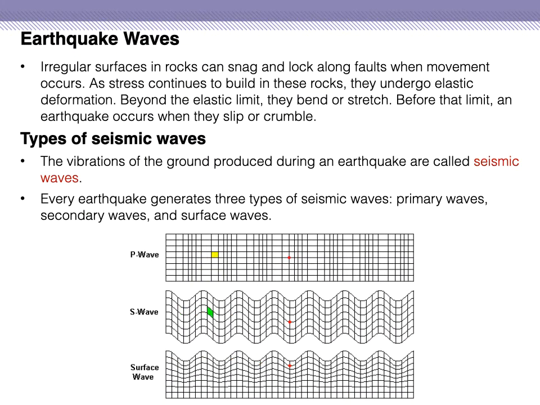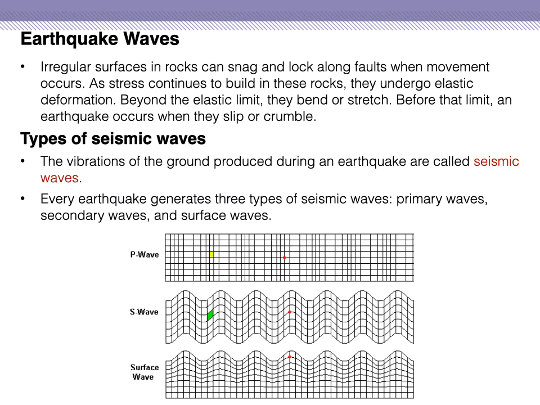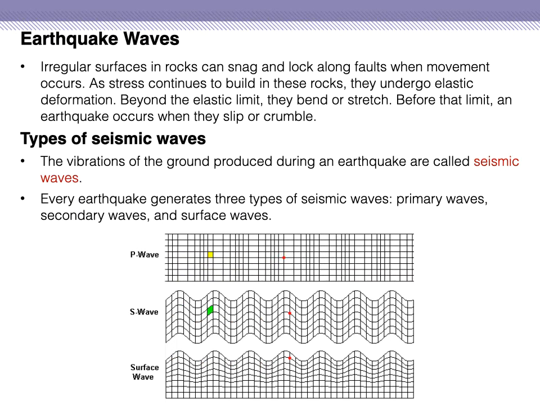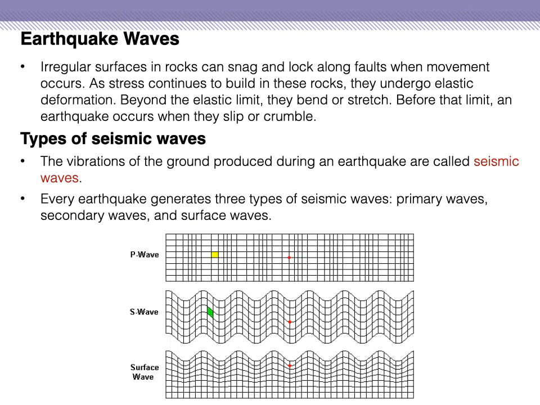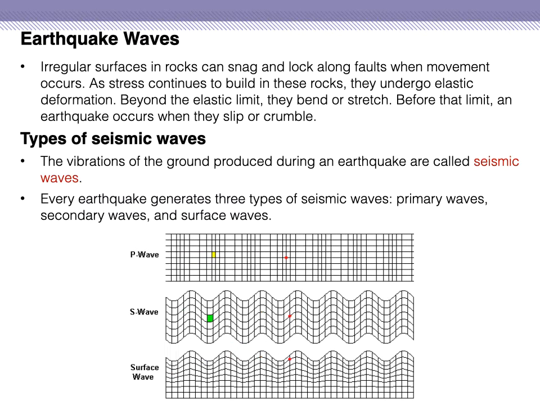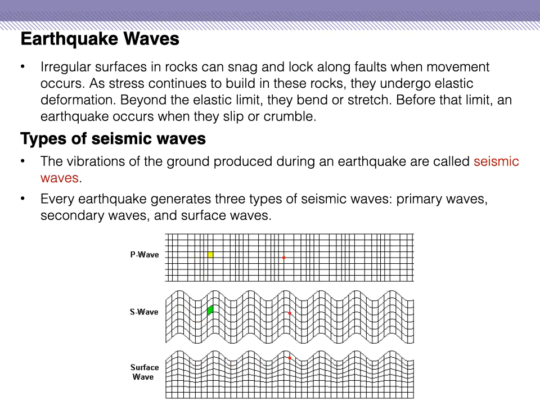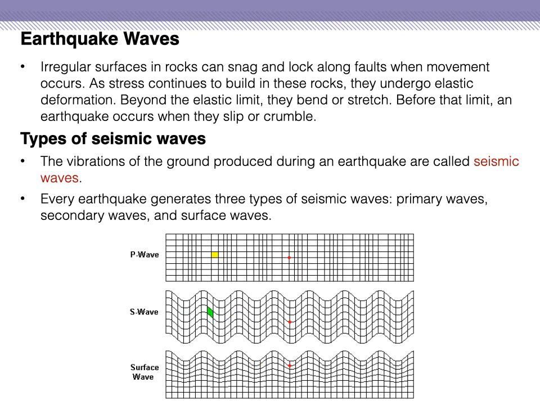Irregular surfaces in rocks can snag and lock along faults when movement occurs. As stress continues to build in these rocks, they undergo elastic deformation. Beyond the elastic limit, they bend or stretch. Before that limit, an earthquake occurs when they slip or crumble. The vibrations of the ground produced during the earthquake are called seismic waves.